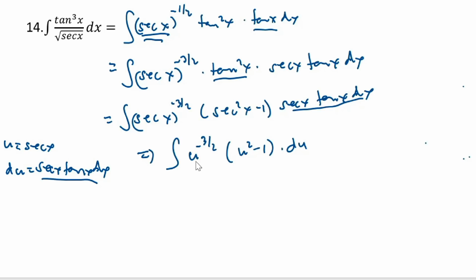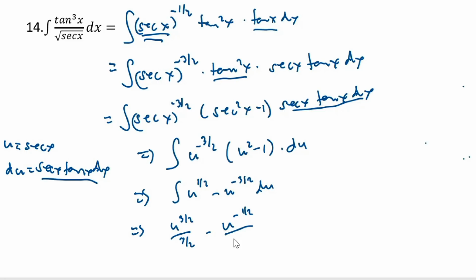Now from there, we are going to use the distributive property. So the product of u to the power of negative 3 halves times u squared is equal to u to the power of 1 half, minus the other term, we have u to the power of negative 3 halves du. So by integrating this one, it will give us u to the power of 3 halves over 3 halves, minus u to the power of negative 3 halves plus 1, that is negative 1 half, over negative 1 half, plus a constant.